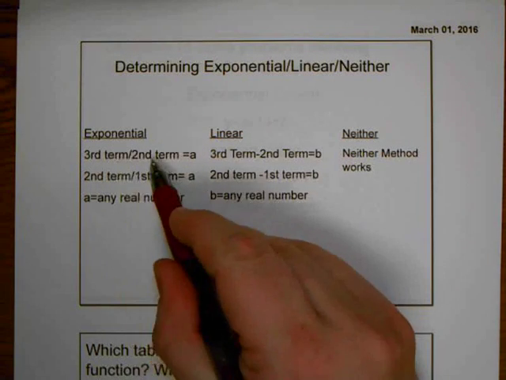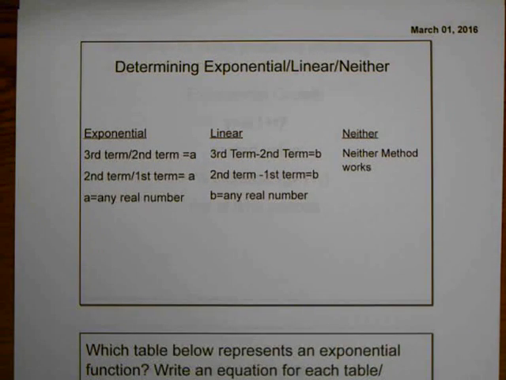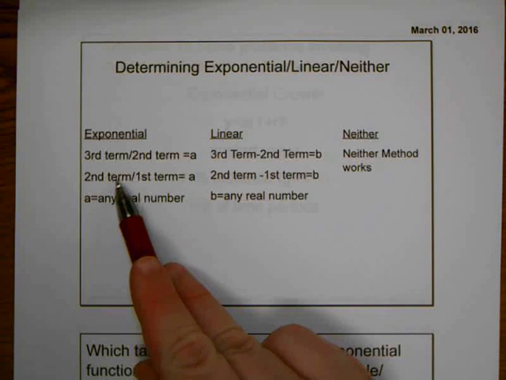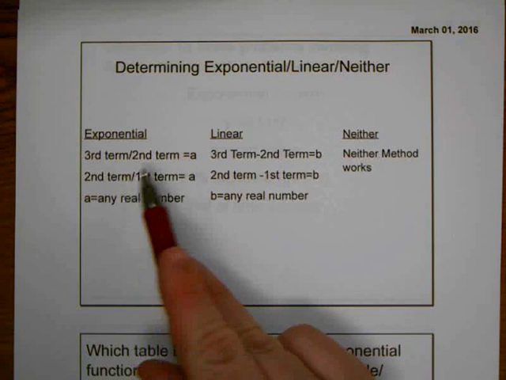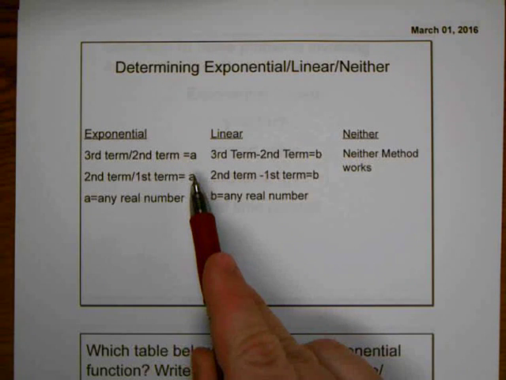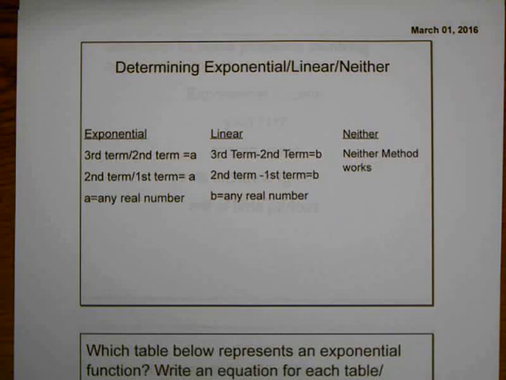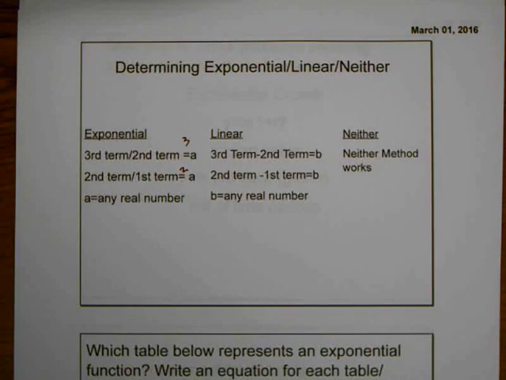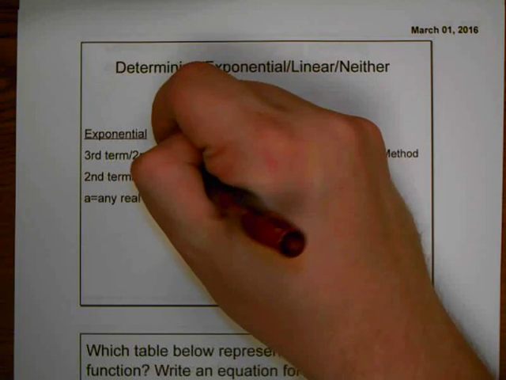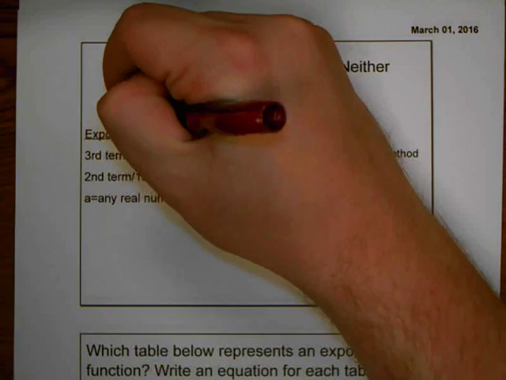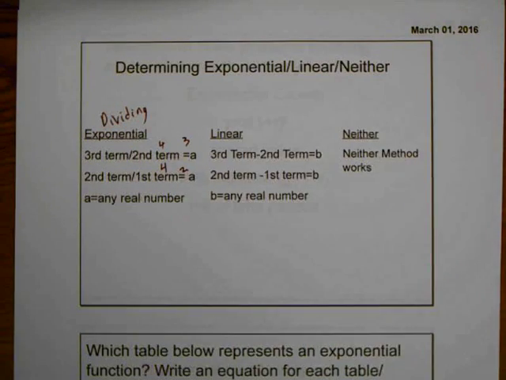If it's exponential, we're going to use division. When I talk about third term and second term and first term, we're talking about the y values. So we're going to divide the third y value by the second, and we're going to divide the second y value by the first. And when we do so, if it is exponential, they will come out to be the same number. If it comes out to be two different numbers, let's say we got a 3 here and a 2 here, it's not going to be exponential. But if we got 4 and 4, then according to our test it would be exponential. So with exponential, we are dividing.